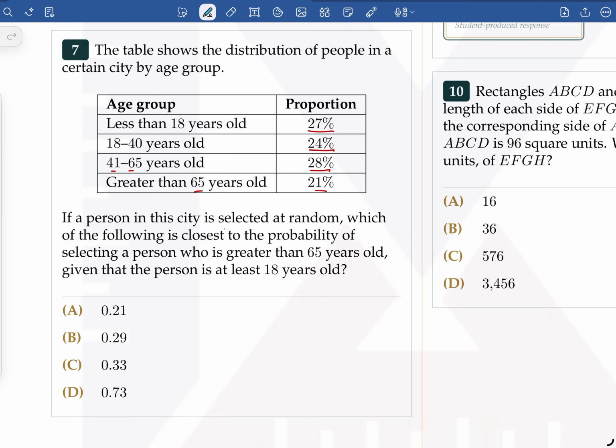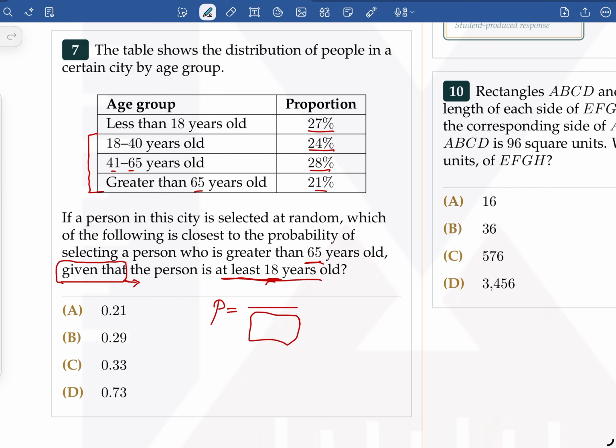If a person in the city is selected at random, which of the following is closest to the probability of selecting a person who is greater than 65 years old, given that the person is at least 18 years old? When you see the probability associated with the words given that, this is called a conditional probability. Conditional probability is equal to, you have to write down here, the number, everything written after the words given that. The person is at least 18, so we have to write something here related to this sentence. At least 18, what's the meaning of at least 18? It means all of these.